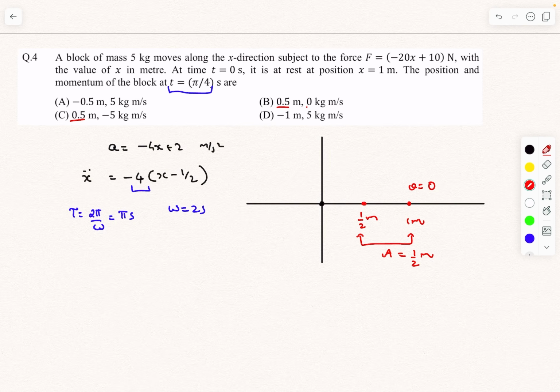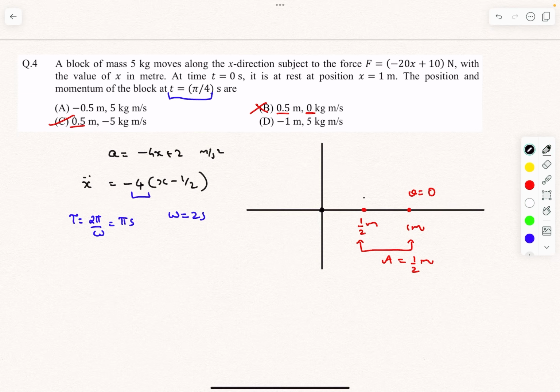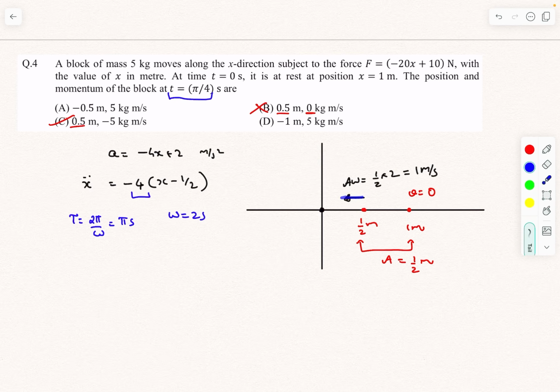And then they're asking us about the momentum. So momentum, it's clearly not at rest. So option B won't be correct and option C is correct. Okay, and the velocity at the mean position, we can directly write as A omega, which is half meters multiplied by 2 radians per second, which is just going to be 1 meter per second. And it will be in the minus i cap direction. And the mass of the particle is 5 kg. So if you multiply both of them together, you'll get the momentum as minus 5 kg meters per second. So the answer to this question is option C.